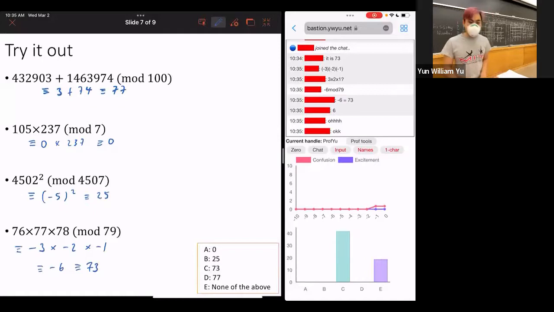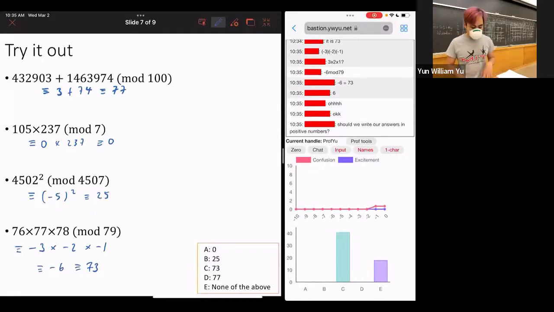Okay, so those are some of the basic ones, and all of these you could have just done with your calculator. Should we write? Oh yes, you should. For the purposes of the exam, you should write your numbers as the smallest positive number. And yes, sometimes that will be a bit of a pain because the negative numbers are easier, but you should always write it as the smallest positive number for the purposes of the exam.